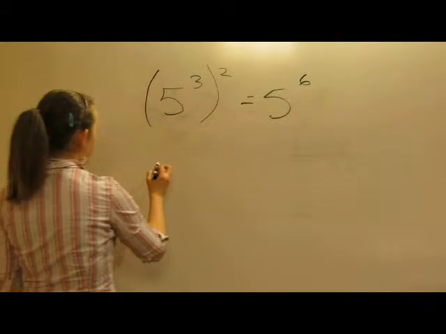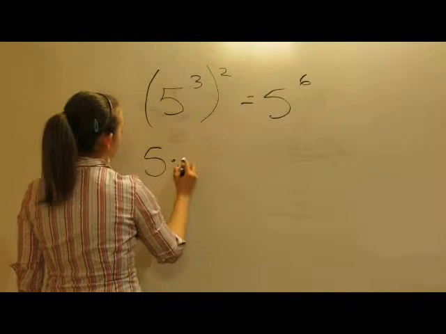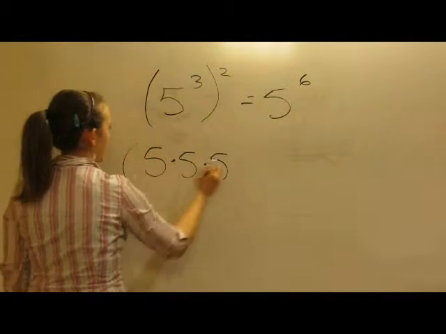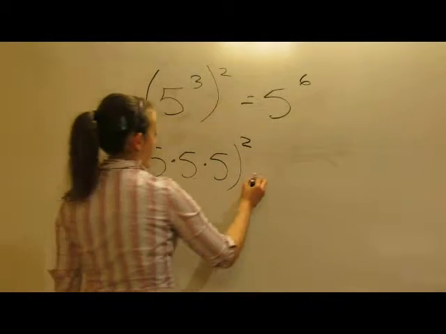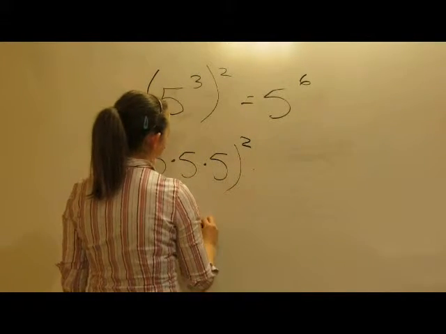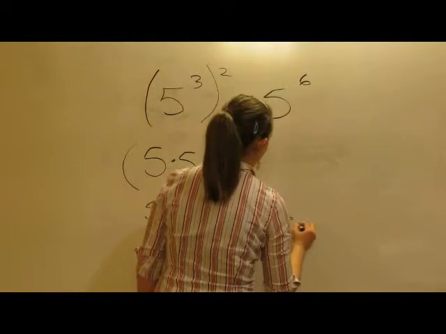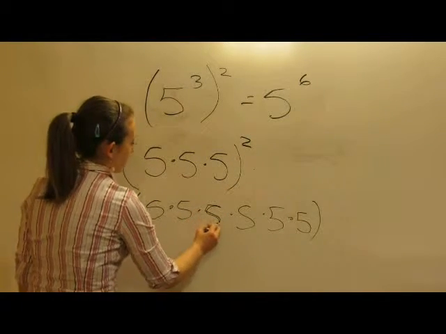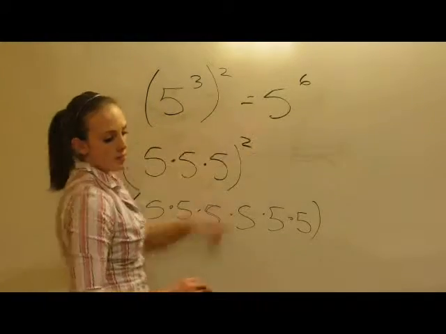Here's why this works. We have 5 times 5 times 5. Now, we square that, which basically gives us 5 times 5 times 5 times 5 times 5 times 5. My 5s are starting to look like S's, but you get the point. We can see that this is the same thing as this, or this.